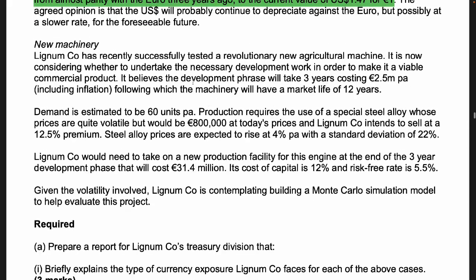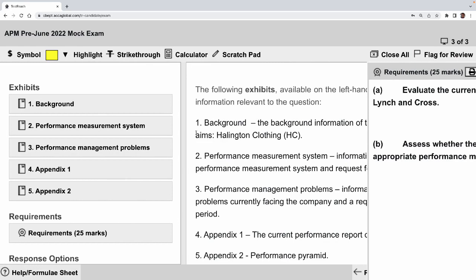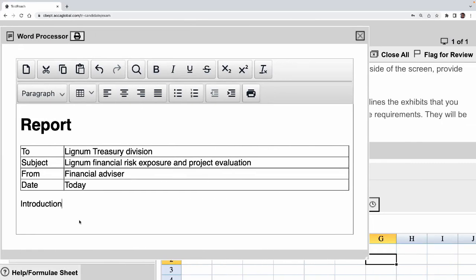Okay. That's about it. So let's talk about the 3 types of currency exposure now. Okay, so the 3 types of currency exposure that you have. Okay, let's look at this part.